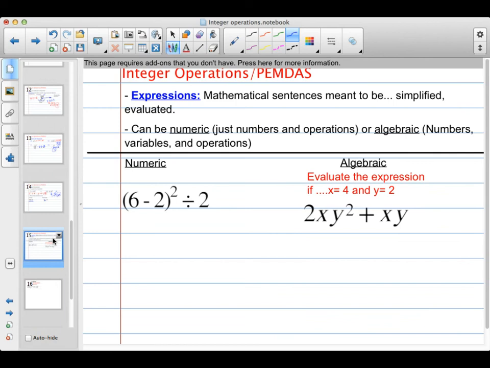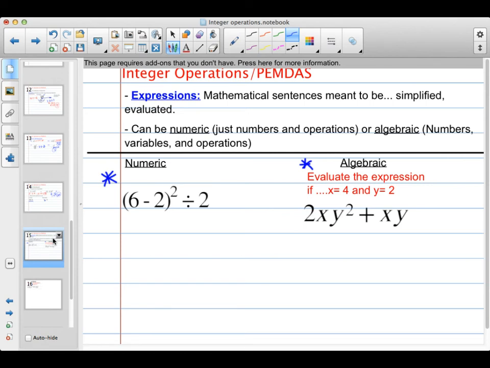Now, these expressions we're dealing with are just that: expressions. They're mathematical sentences that are meant to be simplified and evaluated. Expressions can either be numeric, like this one here, a numeric expression because there are only numbers, or they can be algebraic. We'll deal a lot with algebraic expressions, which are meant to be evaluated, simplified, solved. And if they're numeric, you just need to do the math.